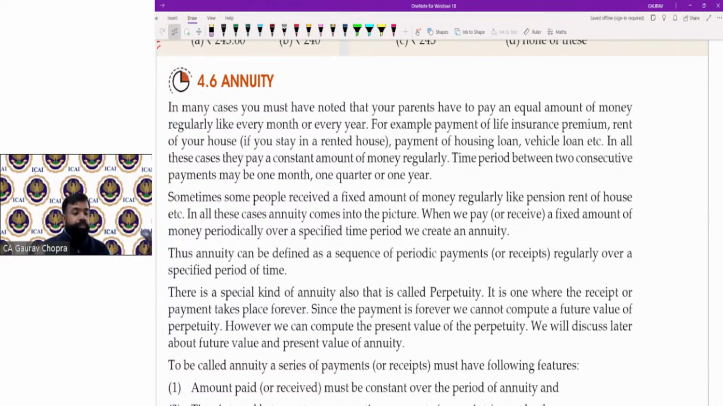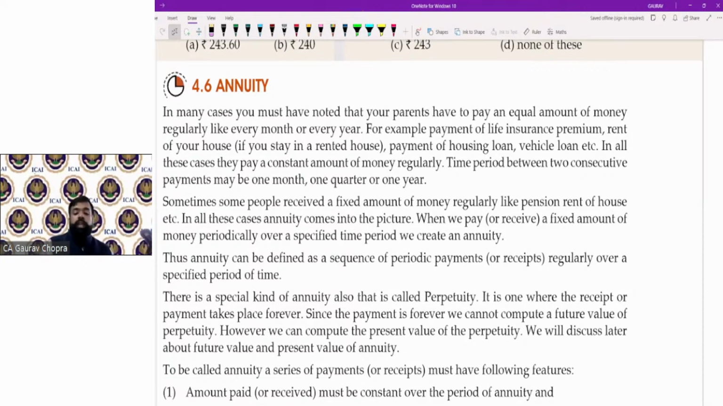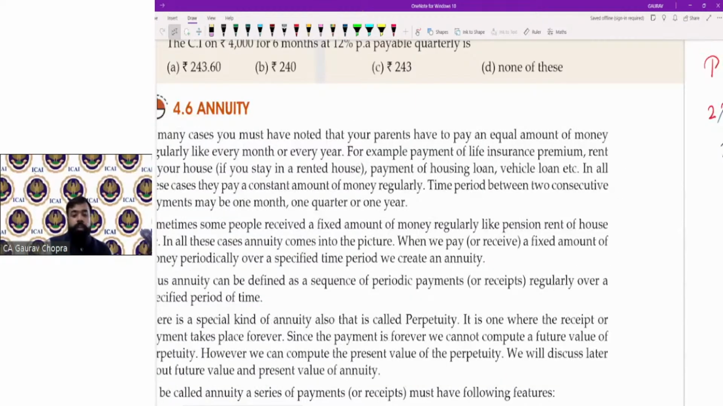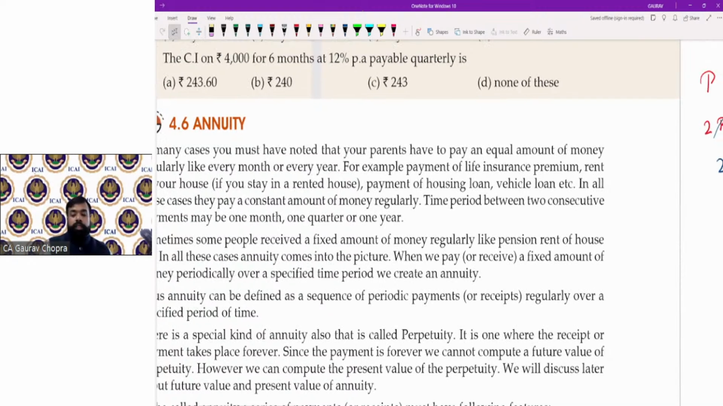So let's say, who is here now? Mansi. So let's say Mansi is receiving pocket money every month, and the amount is fixed, let's say 5,000 rupees. So Mansi is receiving 5,000 rupees every month, per month.